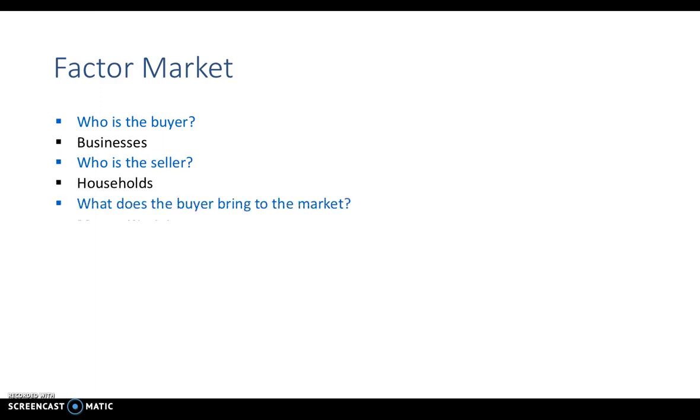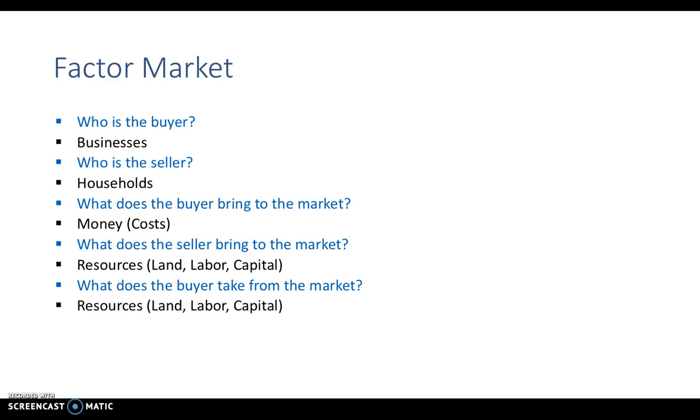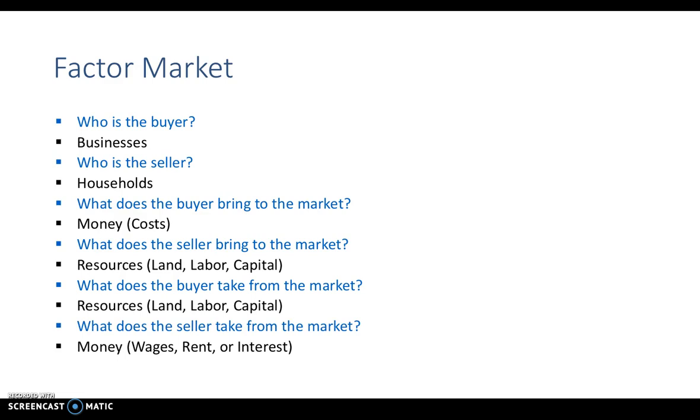So on the factor market, who's the buyer? It's the businesses. Who's the seller? It's the households. What does the buyer bring to the market? Money, costs. What does the seller bring to the market? Resources, land, labor, capital, your factors of production. What does the buyer take from the market? The resources, land, labor, or capital. So one brings these in and the other one takes them. What does the seller take from the market? It's money, wages, rent, interest, whatever. Things are always going to be kind of slightly different from textbook to textbook. So, compare what we got going here to your drawing.